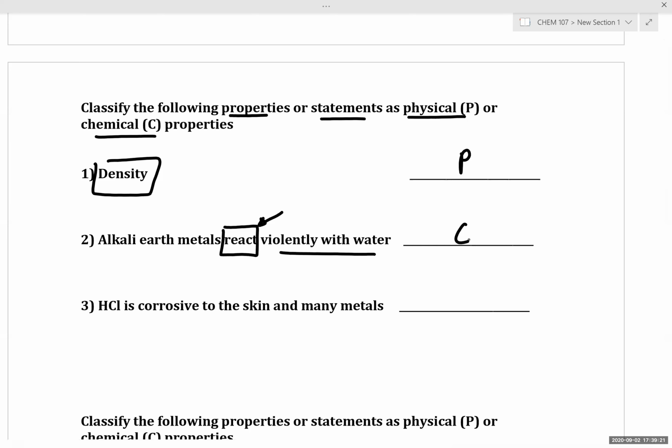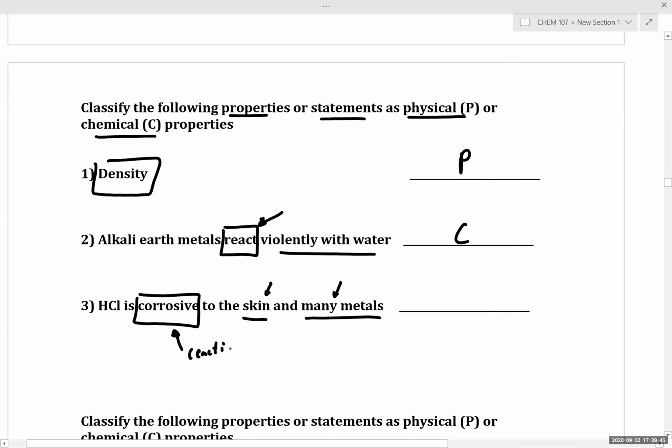The last one: hydrochloric acid is corrosive to the skin and metals. We may not know what that word means, but we see that hydrochloric acid seems to be interacting with the skin and many metals, and corrosive is a sign of a reaction. So this would be a clear chemical change.